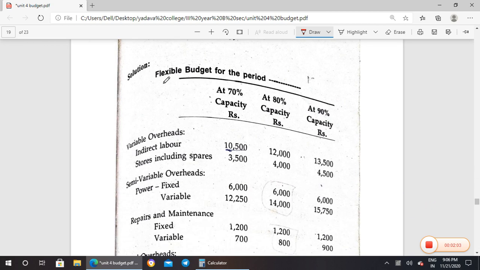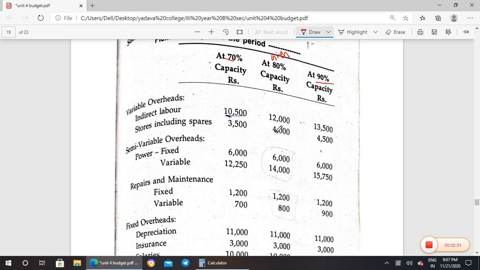Prepare flexible budget for the period. They have not given the year, so we are putting a dash. 80% is the given one. With the help of this given percentage information, we are going to calculate for 70% and for 90%. First, variable overheads: indirect labor, they have given 12,000.